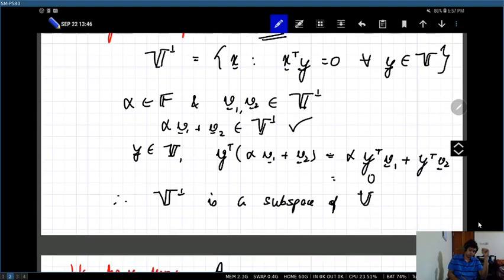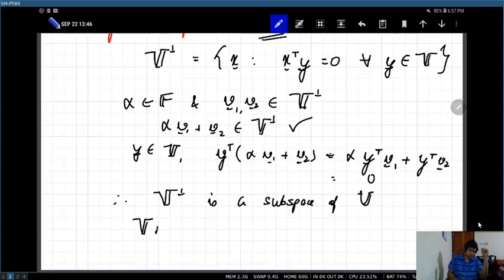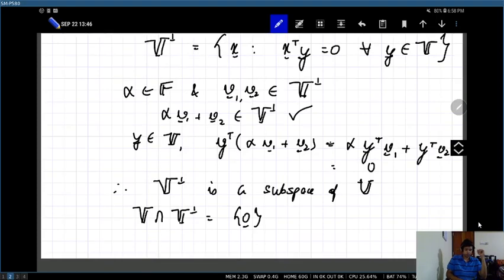So in this case, what is V intersection V perp? This will obviously contain the 0 vector, right? But no non-zero vector will lie in this intersection. So that's property number 1.